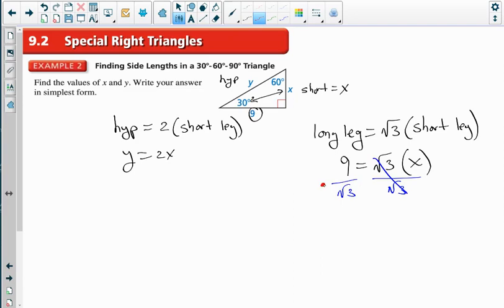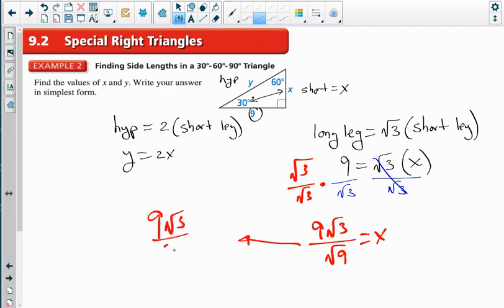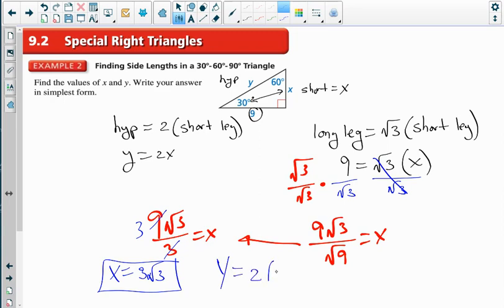Anytime we have a radical in the denominator, we rationalize by multiplying by √3 over √3. Any number over itself is the number 1, but when we multiply a root by itself, it will cancel the radical. So we get 9√3 over √3 times √3 is the square root of 9 equals x. The square root of 9 is 3, so we will continue with this and say 9 root 3 over 3 equals x. And then we see that 3 will cancel into the 9. We can say that x is equal to 3 square root of 3. That is our short leg. And the hypotenuse is twice as long as that. So since y is the hypotenuse, it will be 2 times 3 root 3. This gives us y is equal to 6 root 3.